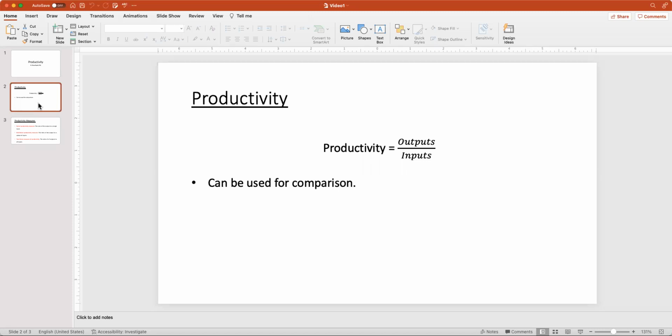The reason why we analyze productivity is to understand how we perform. So this is related to what you are seeing on the screen, that it is used for comparison. It could be that you are comparing maybe two machines or two employees or two processes, or it could be that we are comparing our productivity between different time periods. So maybe in the first quarter of the year to the second quarter of the year. So that way we can see how we are performing.